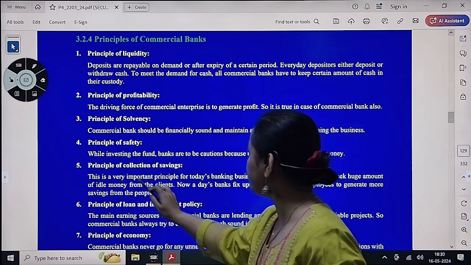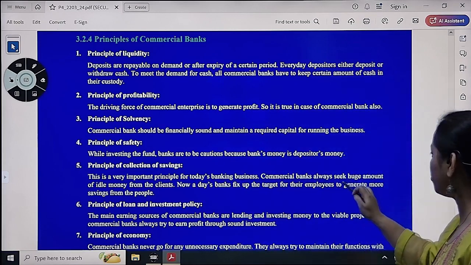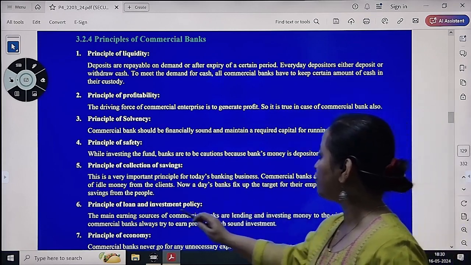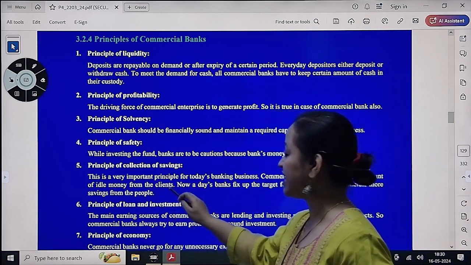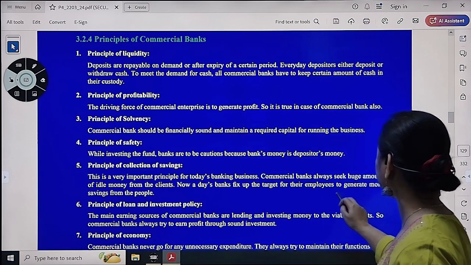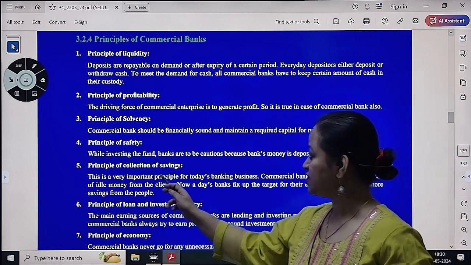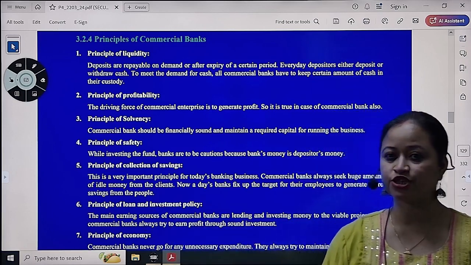Okay, now next is principle of collection of savings. So this is a very important principle for today's banking business. Commercial banks always seek huge amount of idle money from the clients. Nowadays, banks fix up the target for their employees to generate more savings from the people. So this is like principle of collection of saving.